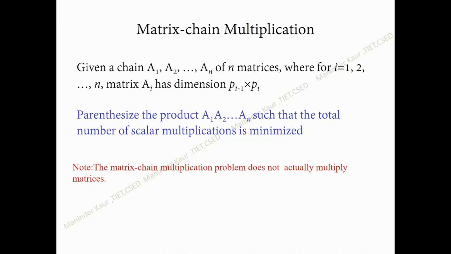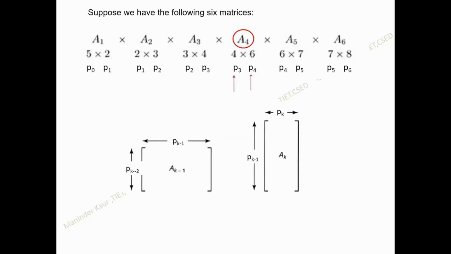Now suppose this chain of matrices is given. From the algorithm point of view, let me explain what sort of terms we are going to use. If you are multiplying these matrices, the dimension of this will be 5 by 2. Obviously this will be 2 only, because these two should match if you want to multiply consecutive matrices, and so on. Considering the matrix A4, its dimensions will be labeled as P3 and P4.